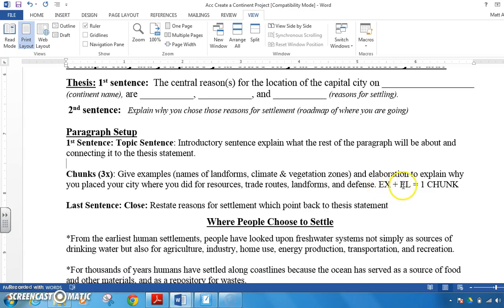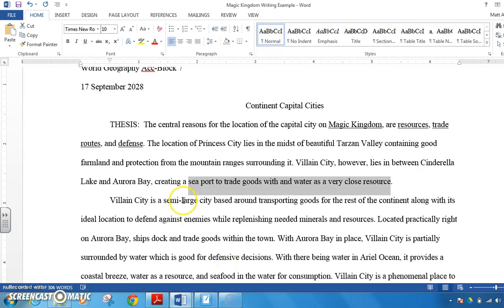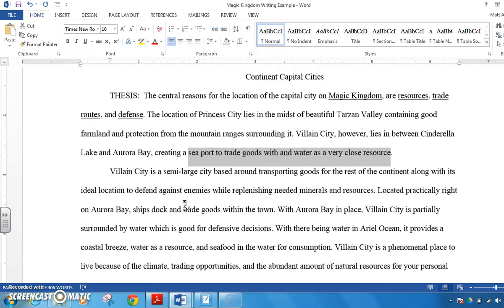You can do an example and an elaboration in 1 sentence. And finally, the last sentence, I want you to close it off. I want you to restate the reason for settlement, which points back, again, to the thesis statement here. So let me show you how this all fits together. Let's go to this student's writing here, okay?